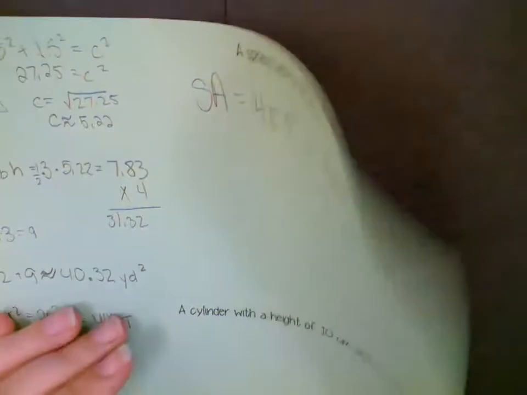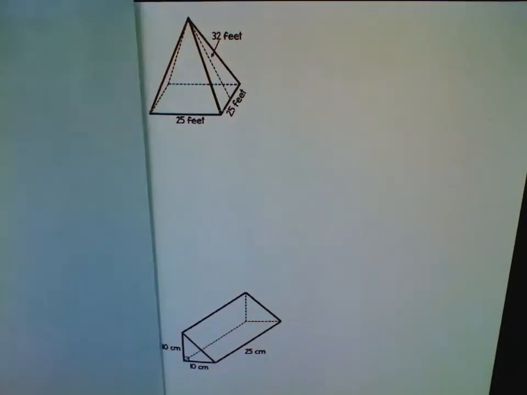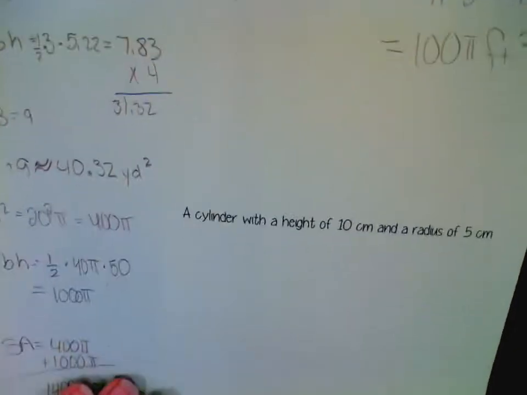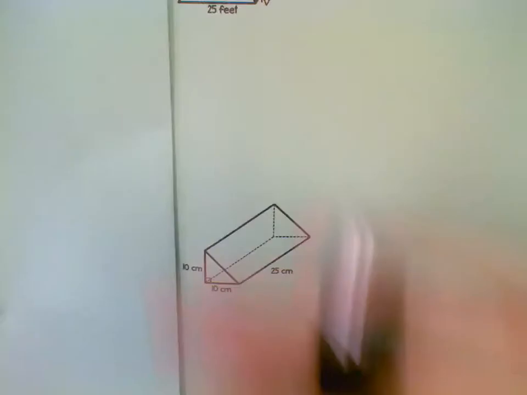Okay, so you have 5 examples to try on your own. And then we will go over the answers in class tomorrow. So make sure you do those examples though. If you don't, you won't get full credit for your notes. So you have to finish those examples and we'll talk about the answers in class.